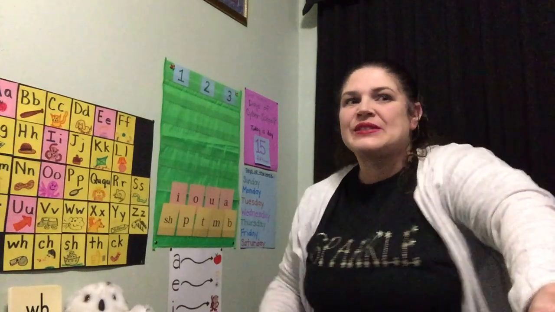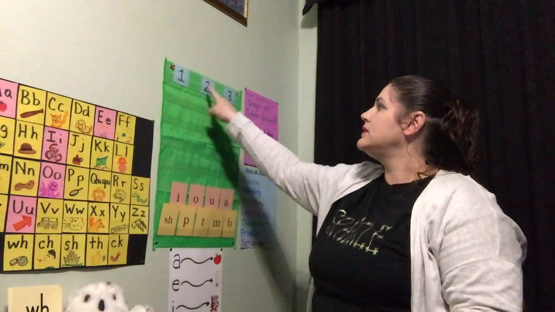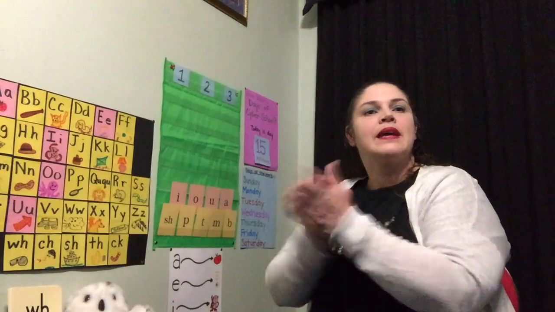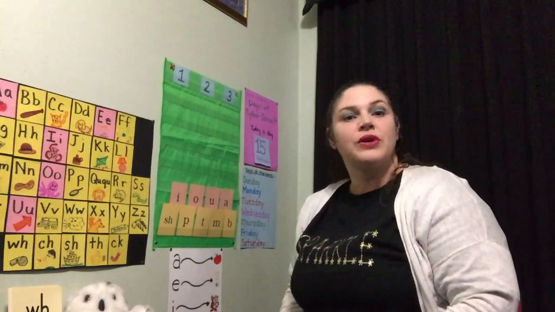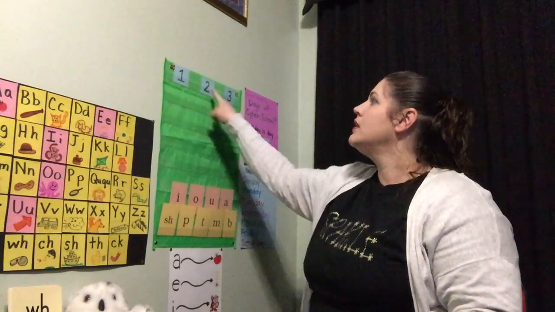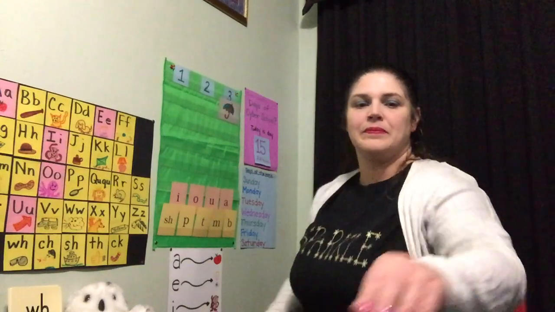I had a lot of fun doing that song with you. Let's play the syllable game. We see one, two, three. We're going to clap out some sounds of words so we can figure out whether they have one, two, or three syllables. Our first picture is umbrella. Umbrella. How many did you hear? Three. Good job.